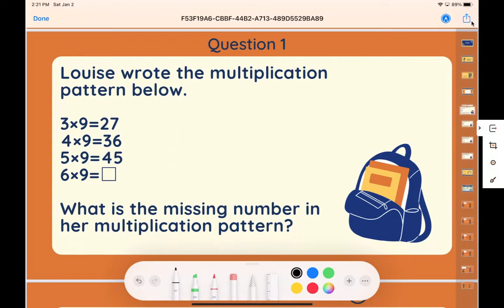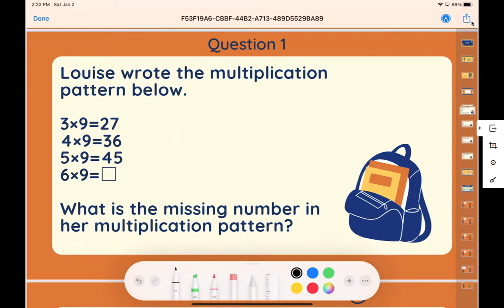It says, Louise wrote the multiplication pattern below. 3 times 9 equals 27. 4 times 9 equals 36. I'm sorry, I said the other one backwards. 5 times 9 equals 45. And 6 times 9 equals blank. What is the missing number in her multiplication pattern?